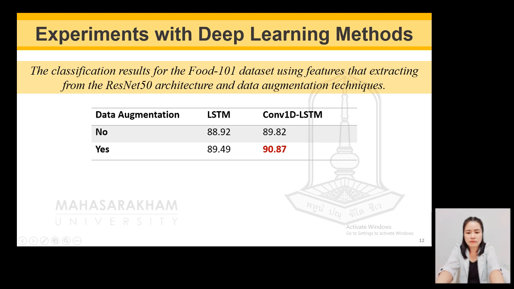To study the effect of the data augmentation technique, we apply 6 data augmentation techniques: rotation, width shift, height shift, horizontal flip, shear, and zoom, while changing the architecture. This table shows that LSTM and Conv1D LSTM perform better when applying data augmentation techniques. As a result, the ResNet 50 and Conv1D LSTM network with the data augmentation technique provided an accuracy of 90.87% on the Food101 dataset.